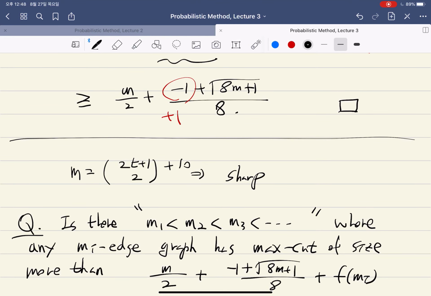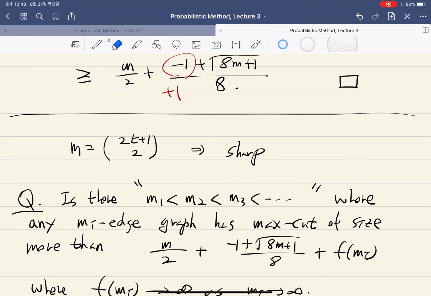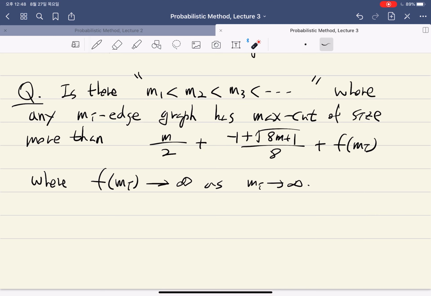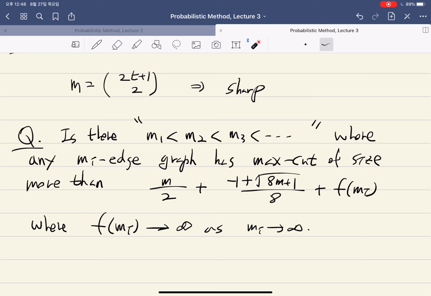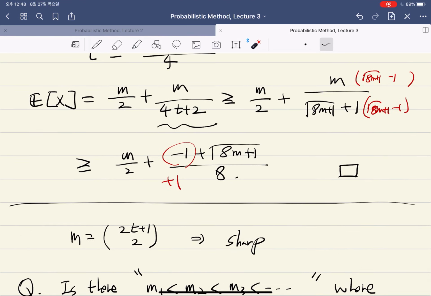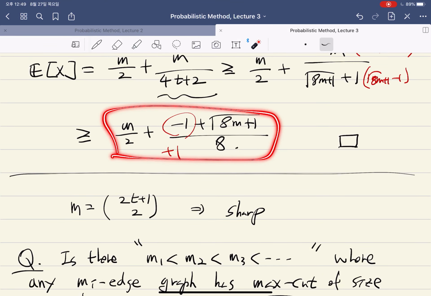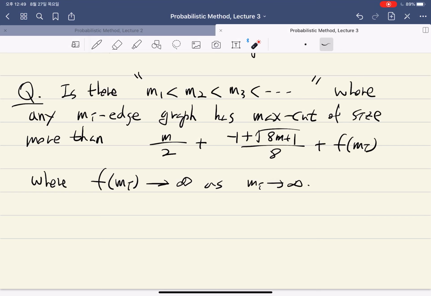If it is slightly away, then the lower bound becomes slightly higher, the max cut could be slightly higher than that, but not much. But if you are quite far from this number, an arbitrary number, then we don't know. We don't know whether this is best possible. This is certainly true, but we don't know whether we can do much better than that or not. So what Erdős asks is: is there an infinite sequence of numbers such that for graphs with that many edges, we can actually do better than this, or if not, then this is essentially sharp for most of the m.